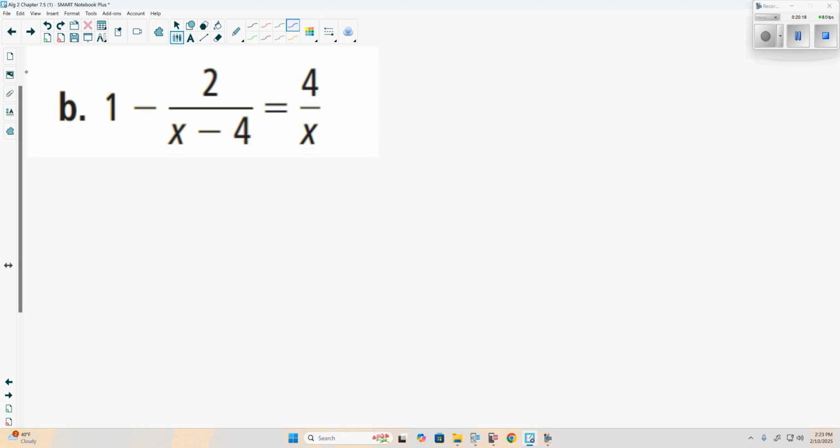We're going to look at one more. Restrictions. x minus 4 and x. They are factored, they're simplified, but neither one of these can be 0. So for us here, our restrictions are at 0 and 4, because if either one of those is a solution, it would give us a division by 0. We have to throw it out.